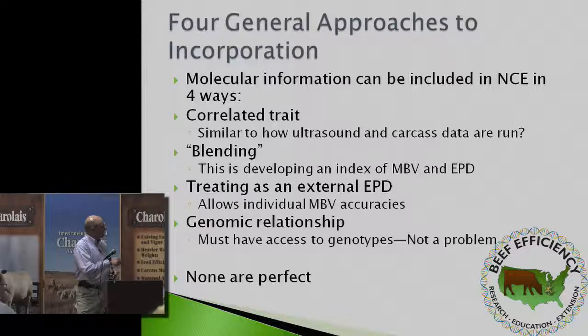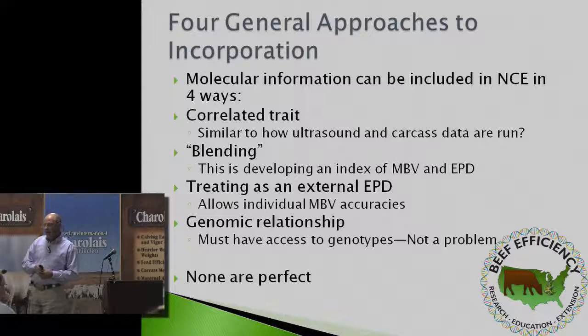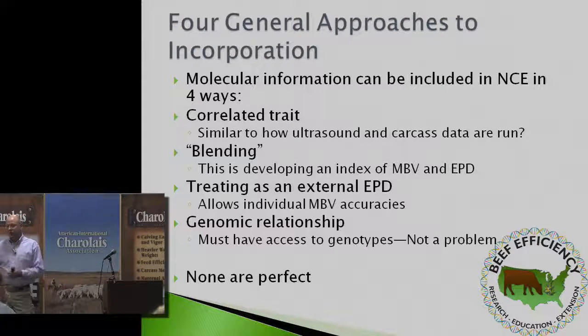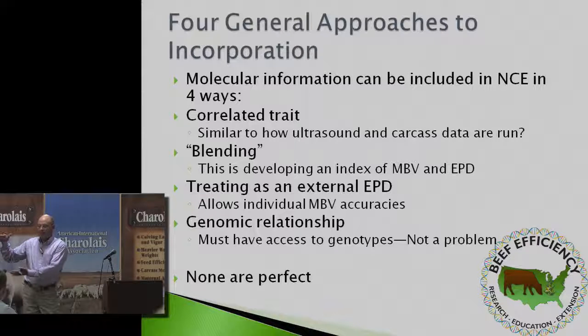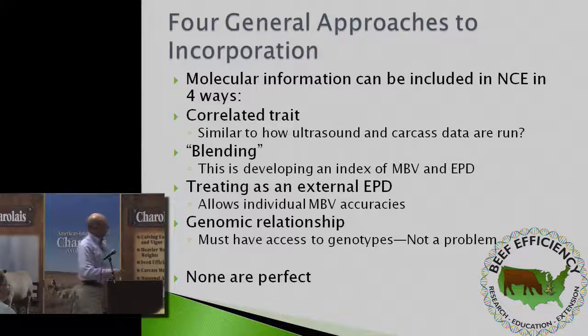Treating it as an external EPD is a method that is used at American Simmental. For a long time, as a function of their multi-breed genetic evaluation, they have leveraged data from other genetic evaluations to properly rank bulls represented from other breeds outside Simmental. In many ways, this genomic information can be viewed exactly the same way. It's external data about the genetic merit of an individual animal relative to other animals, and they have a method to pull that data into their evaluation using that architecture.